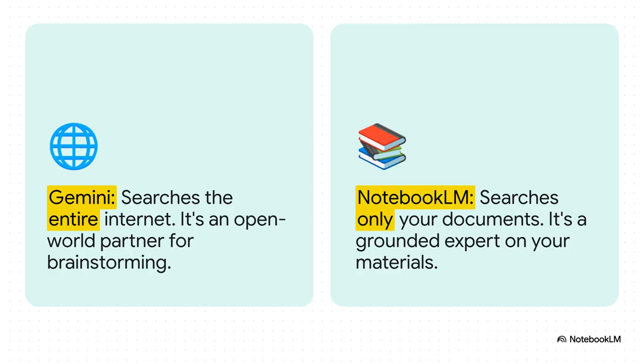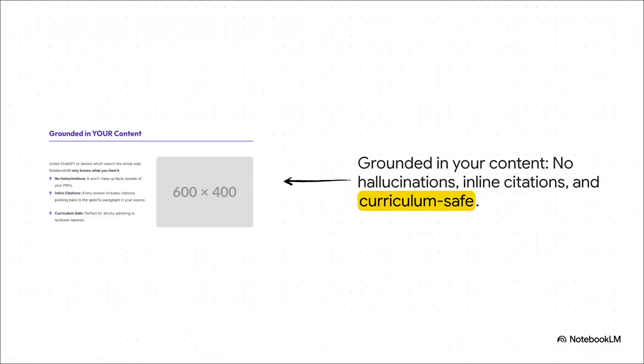NotebookLM, on the other hand, only knows what you feed it. You upload your textbook chapters, your lesson notes, your PDFs. It becomes an expert on your own personal curated bookshelf and absolutely nothing else. This grounded AI approach has 3 huge benefits. First, no hallucinations. It just can't invent facts because it's completely limited to your source documents. Second, every single answer it gives you includes inline citations, pointing you back to the exact paragraph in your source. And third, it's totally curriculum safe. You know the information it's generating is perfectly aligned with your materials.